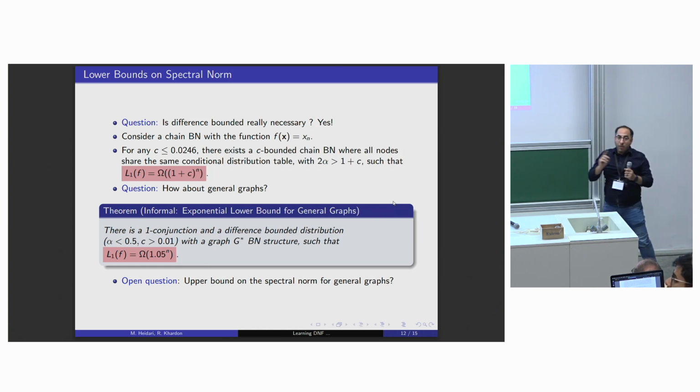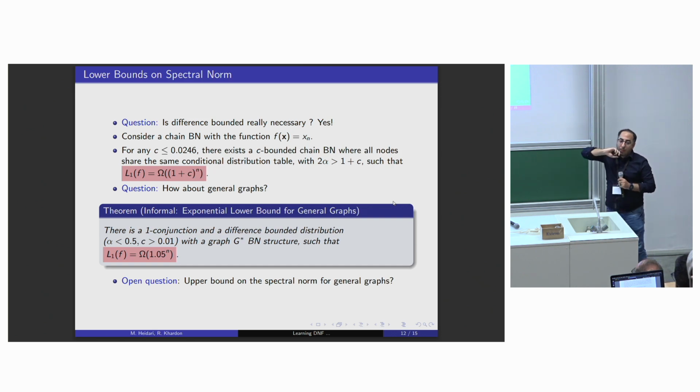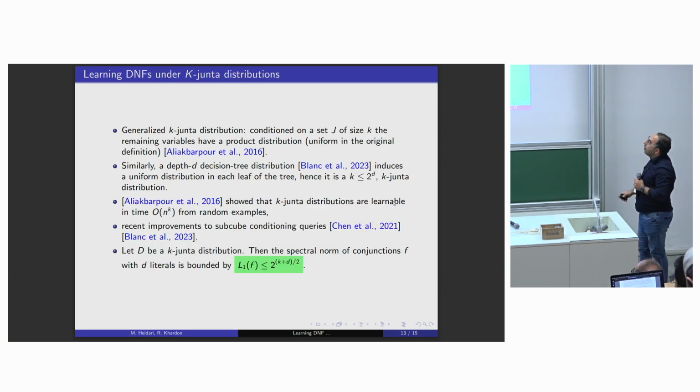And one question is, is this alpha really a fundamental constant here? And the answer is yes. We prove exponential lower bounds when alpha is not bounded by half. For general graphs, unfortunately, we don't know the answer. If alpha is less than half, we can still get exponential lower bounds. And as a byproduct, we get learnability of DNFs under k-junta distributions.